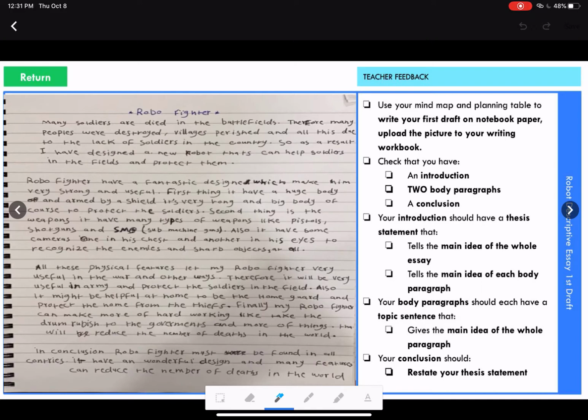Really interesting robot. I think you're the only one who went with a soldier, so it's kind of fun to read something different. And you've got some really interesting ideas in here, so let's look at these. Looking at our checklist here, yes, you wrote it on notebook paper. Well done. You have all the parts of the essay. Good job. And now let's get down into it and look at that thesis statement.